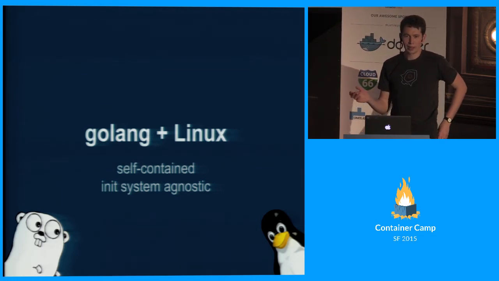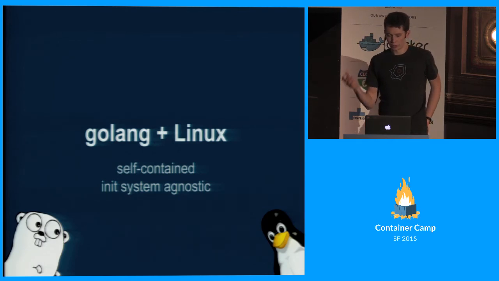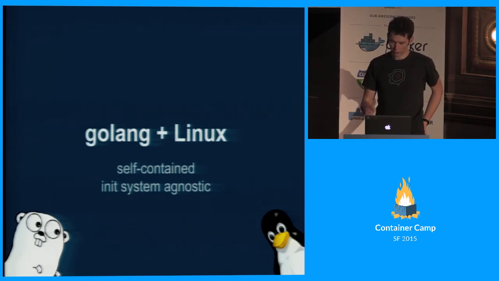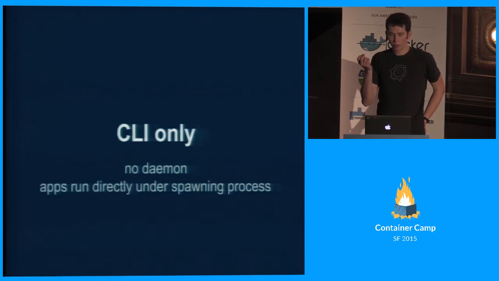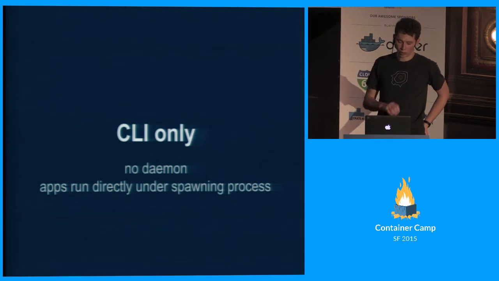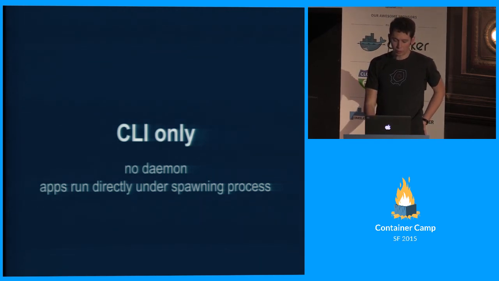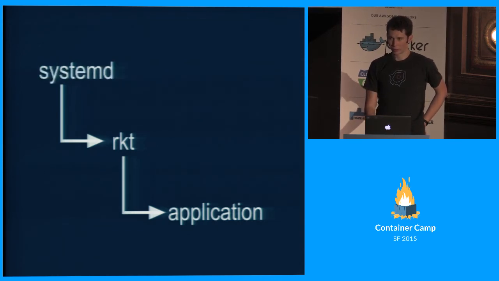And it's completely init system agnostic. A lot of people have the idea that it's specific to systemd, but it's not. It runs under Upstart or sysv if you're using that or anything like that. And an important property of Rocket is that it's a command line tool only. There is no long-running daemon required for running a Rocket process. And apps run directly underneath the spawning process. So if I run Rocket under bash and my bash goes away, it's going to die. And you can run it under any regular process monitoring system.